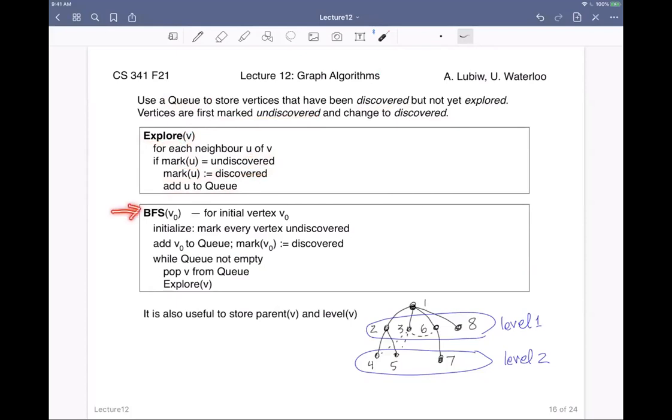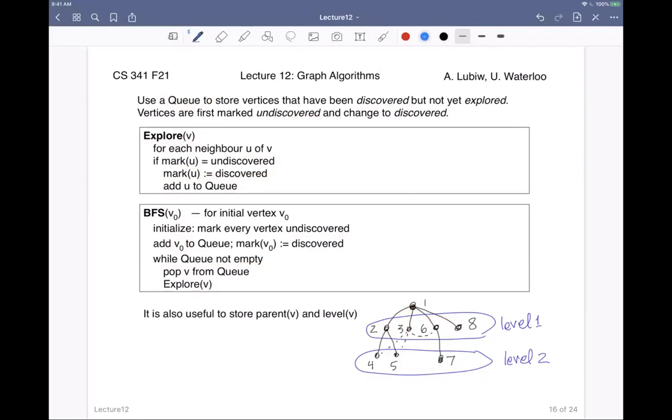The entire breadth first search from a particular start vertex, if you recall in the previous picture, vertex 1 was our start vertex, right? We would initialize by marking every vertex undiscovered, and I would put my initial vertex into the queue, mark it as being discovered, and then while the queue is not empty, I pop a vertex from it and explore it. So when I explore 1, I add vertices 2, 3, 6, and 8 to the queue, and then I'm done with vertex 1. The next vertex on the queue is vertex 2. So that's what I explore next. So this queue behavior is precisely what we wanted here.